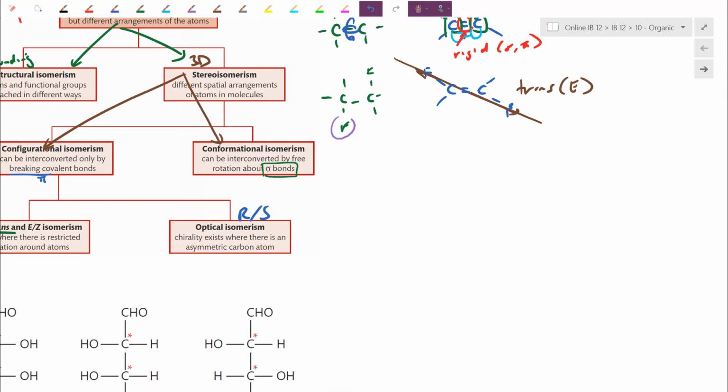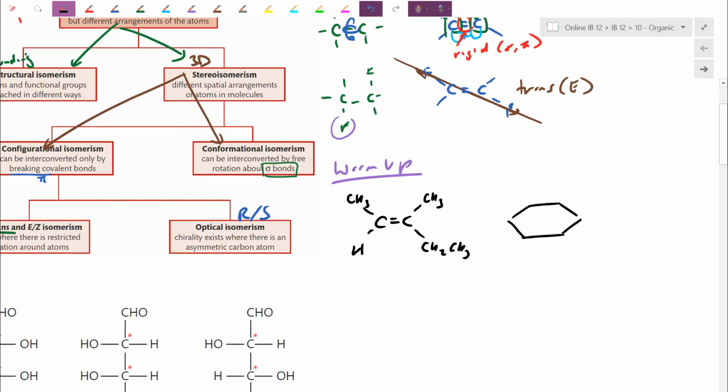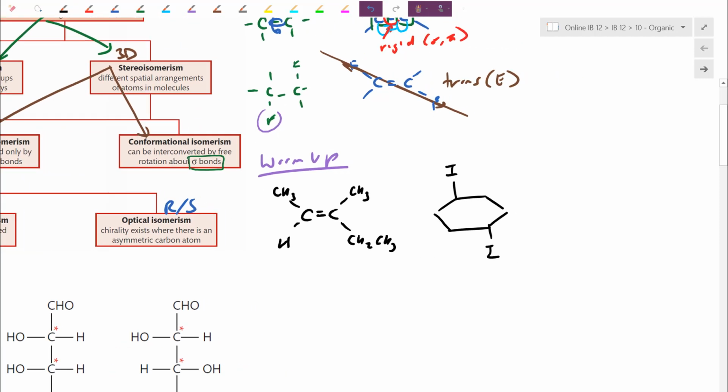Just as a quick warm-up, let's try out an EZ orientation. Let's try carbon, double bond. Let's put a CH3 group on this side, CH2, CH3. Let's make the other ones CH3 and a hydrogen. I'm going to give you maybe a hexane ring here. I'm going to put an iodine on top and an iodine on the bottom. So we have those two. I want you to identify E or Z.